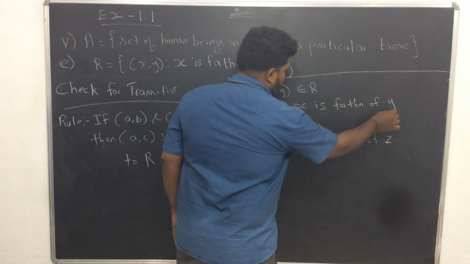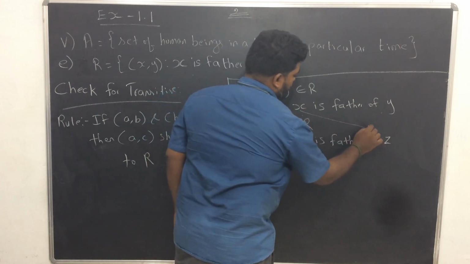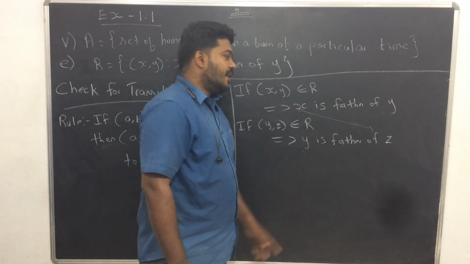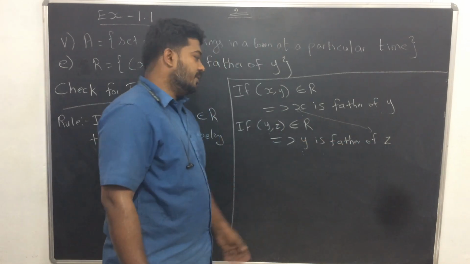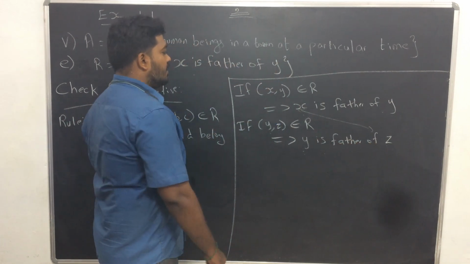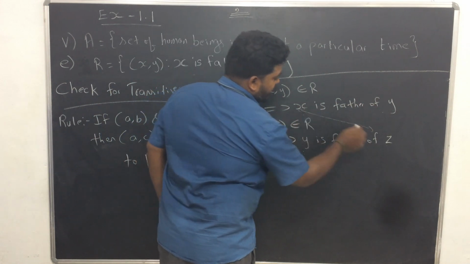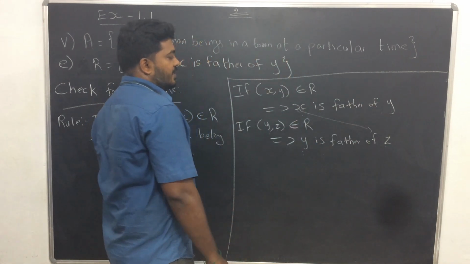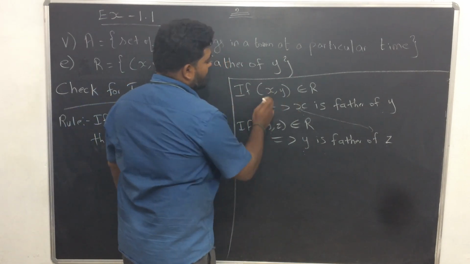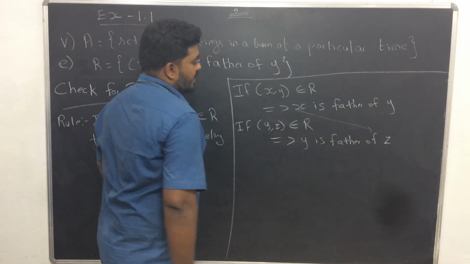If x is father of y and y is father of z, then the relation between x and z, what is it? X, in fact, is the grandfather of z. X is nothing but grandfather of z. You understood, right? From these two statements, we can say that x is the grandfather of z. So now, what happens? We have ordered pair x comma y, we have ordered pair y comma z. But x comma z, you will check now.